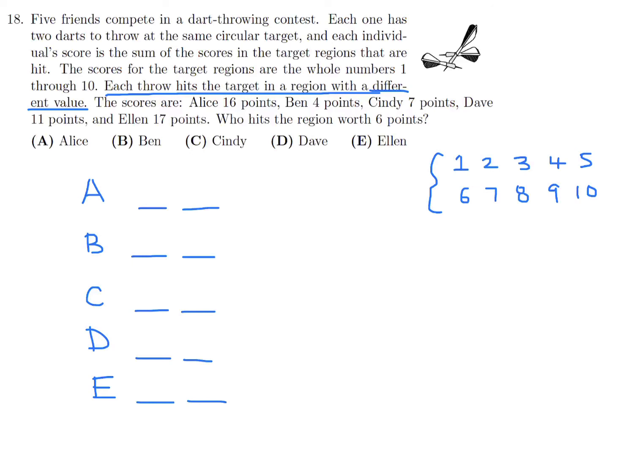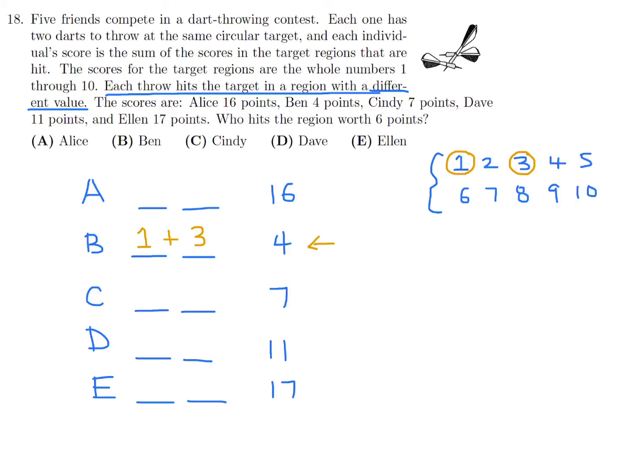But they give us a little bit of help. They tell us that the total score for each of these is 16, 4, 7, 11, and 17. All right, so let's see what we can get. I'm going to first start with this guy right here, 4. What numbers can I choose over here to get a score of 4? And I think that can only be done in one way: 1 and 3. When Ben throws the dart, if the first dart lands on the 1 and the second dart lands on the region with 3, his score will be 1 plus 3, which is 4. I don't think there's any other way, right? All right, so we take care of Ben.